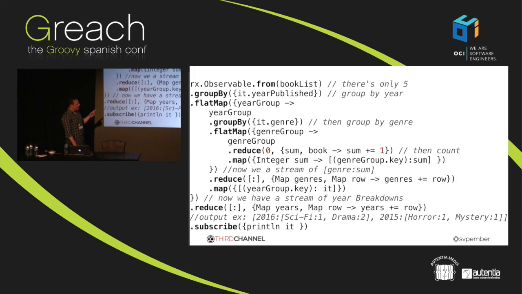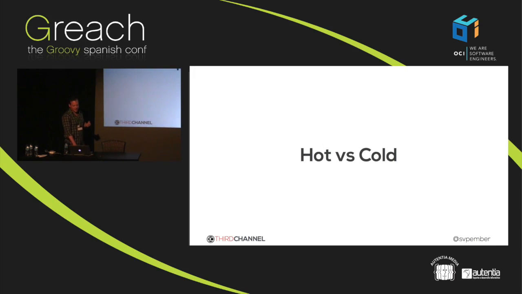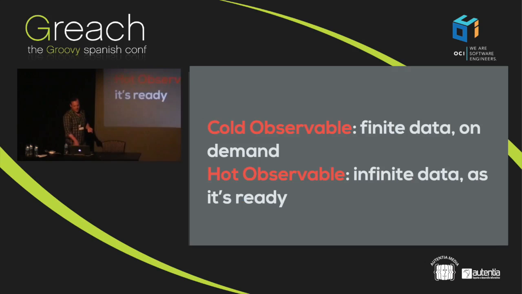Note that reduce doesn't work with a type of stream called hot. So now's the time we're going to talk about the two different types of streams available to us, hot and cold. A cold observable, pretty much all the examples I've shown you so far have been cold observables. If you start playing around with RxJava, you're probably mostly going to be working with cold observables.